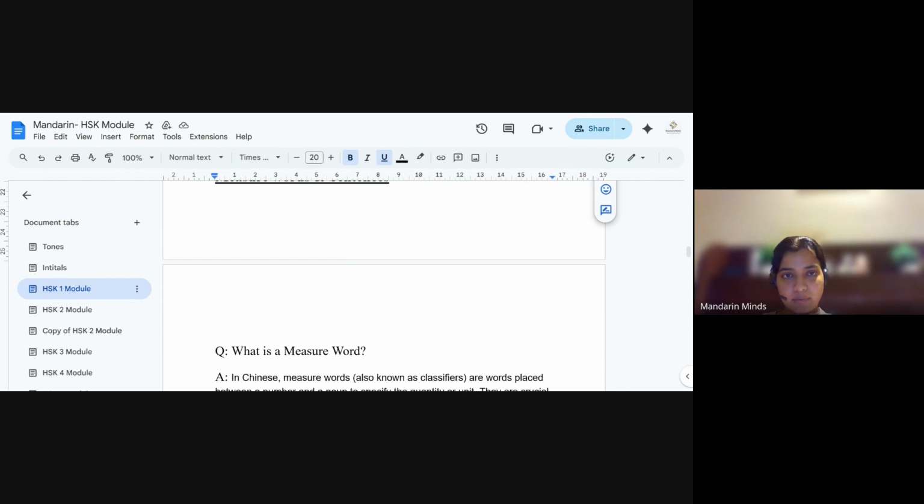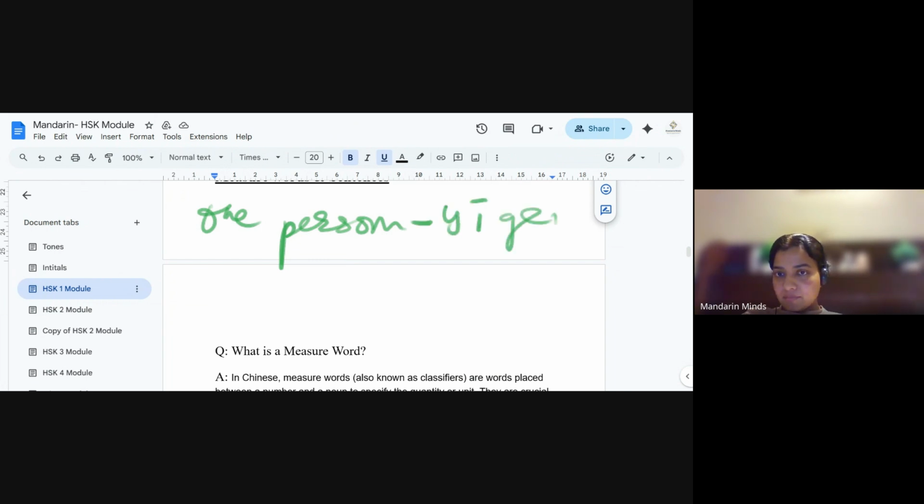Let me discuss it this way with you. One person. How do you say one person? Eager run. Eager run. But when you have to say one book, you will not use ga there, since ga is the most generalized and the most common measure word used.